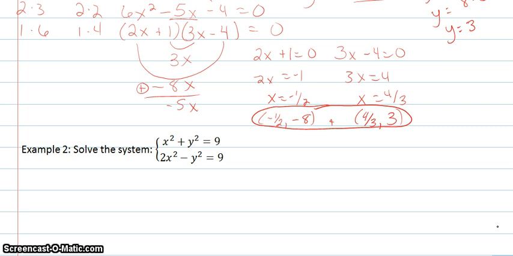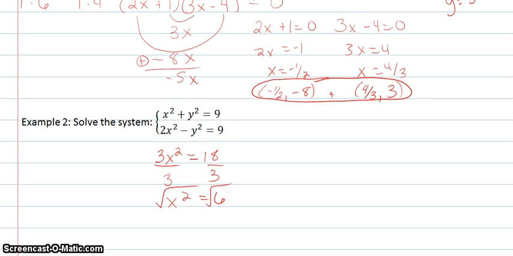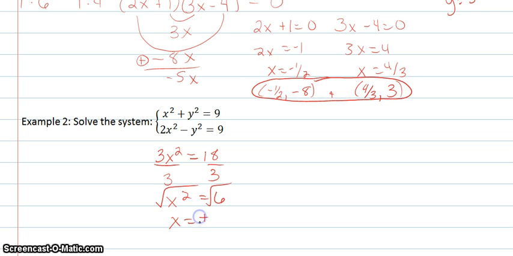Okay, on the next problem, since we have both x's squared and both y's squared, I can go ahead and use elimination on this problem when I couldn't on the other one. So I'm going to add these equations just as they are together, and that'll cancel out my y squareds. So I'll have 3x squared equals 18. Divide both sides by 3. So x squared equals 6, and then take the square root of both sides. So x equals positive or negative square root of 6.